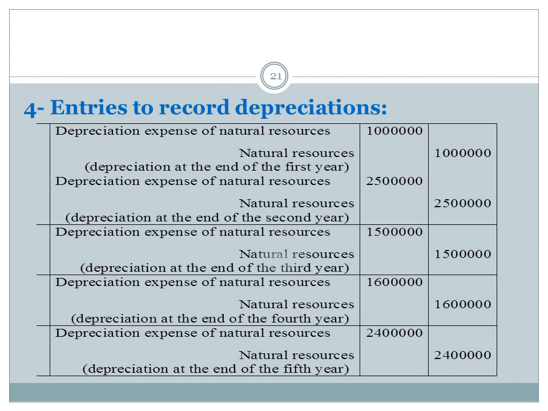Entry to record depreciation. As we explained, depreciation expense in the debit side, natural resources in the credit side. Because natural resources is an asset and depreciation expense will lead to the decrease in this asset, so the natural resource asset decreases, so it will be in the credit side. The amount for first year 1 million.